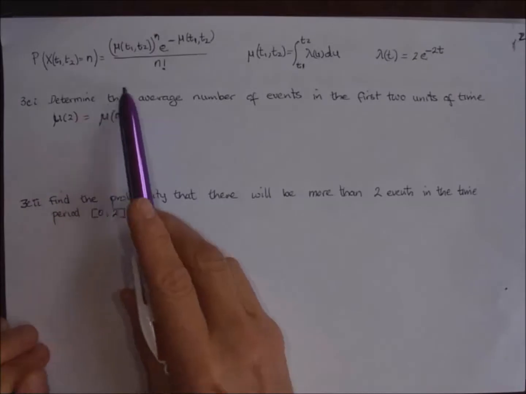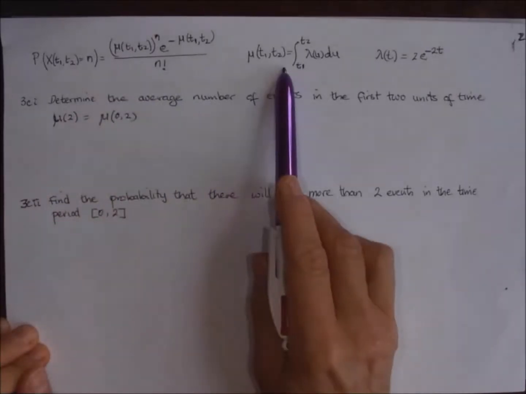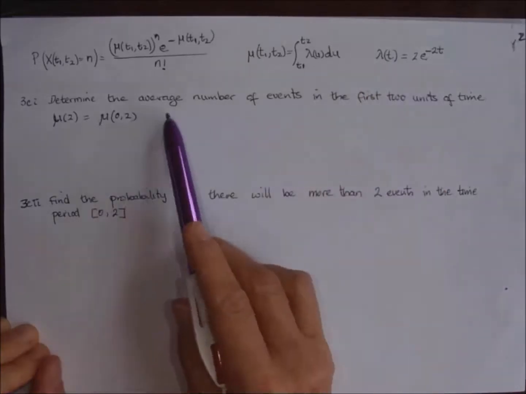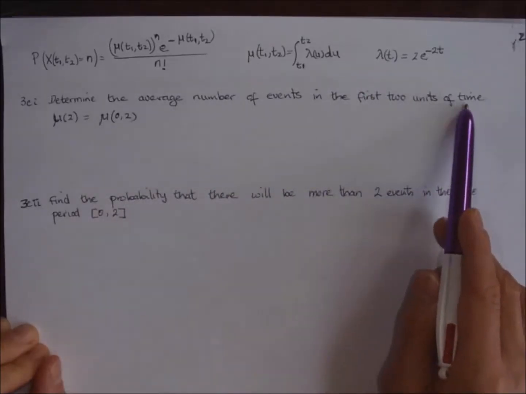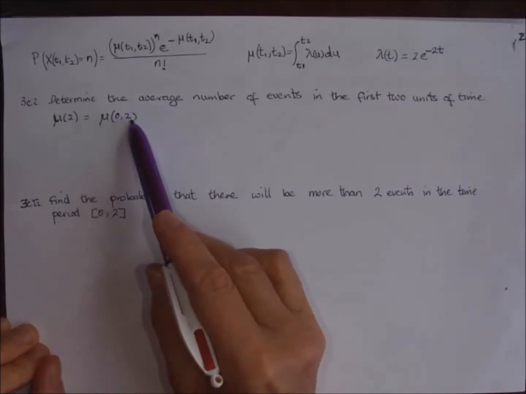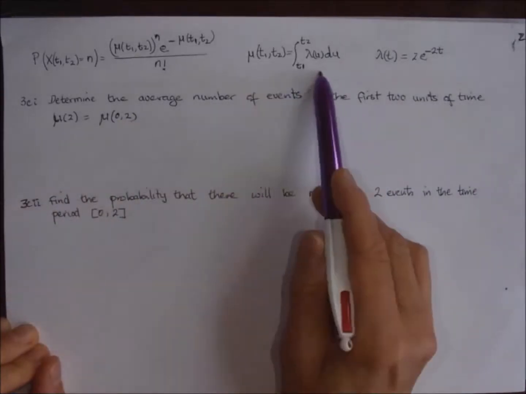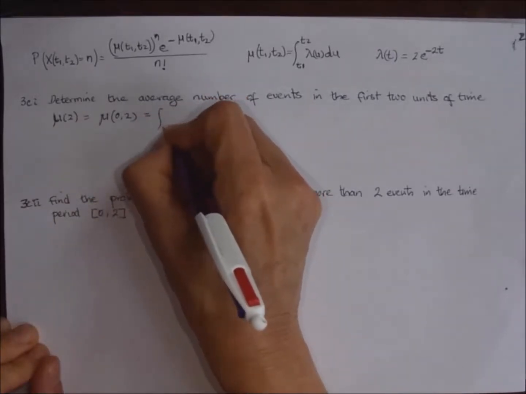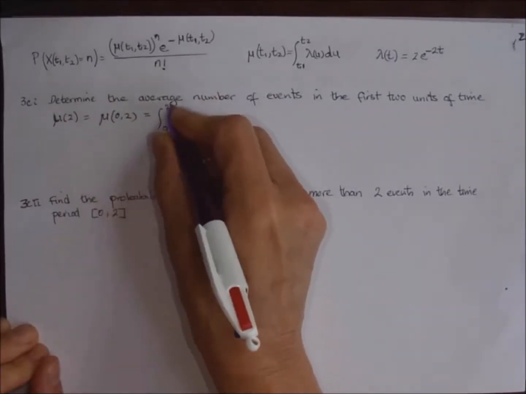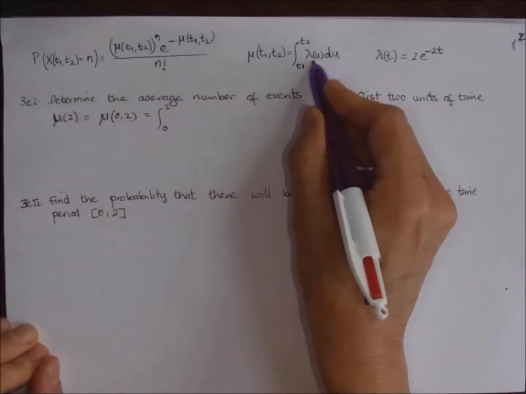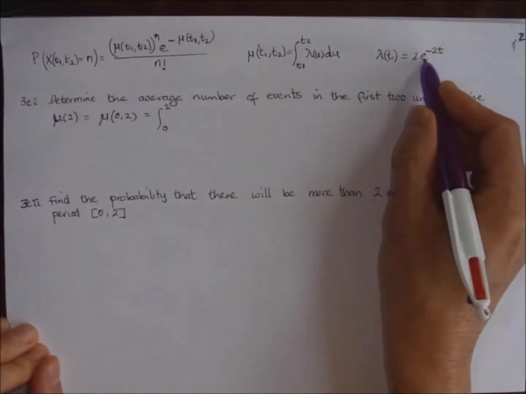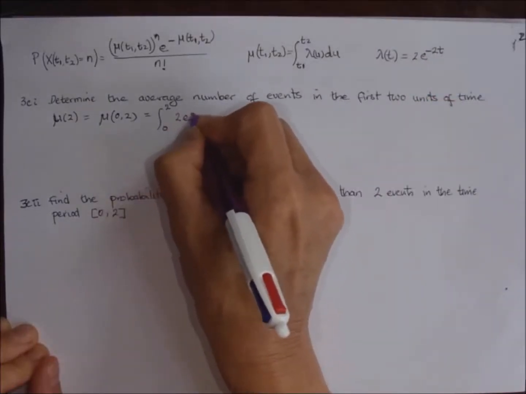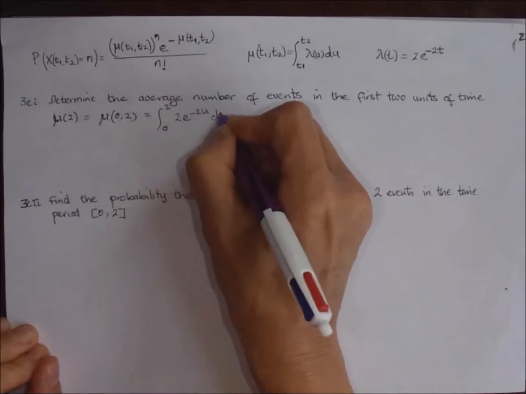Okay, so I've written the 3 equations up here. These 2 should be at the back of the exam book, but this one here is particular to this question. So determine the average number of events in the first 2 units of time, mu between 0 and 2. We're just going to follow this formula here. So that is equal to the integration between 0 and 2, so this is T1 and T2, lambda u du, so we're going to put in 2e to the minus 2u du, and integrate it.